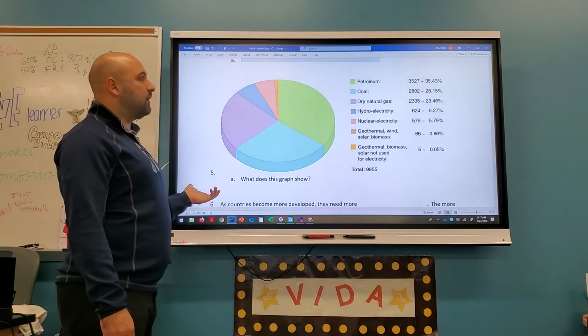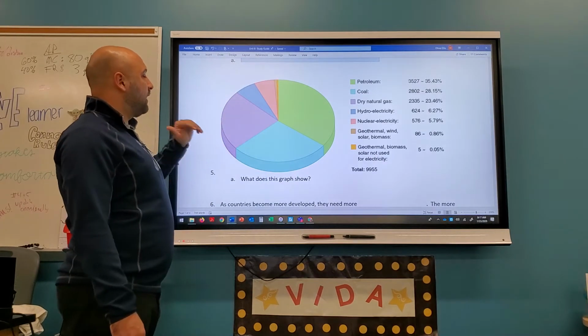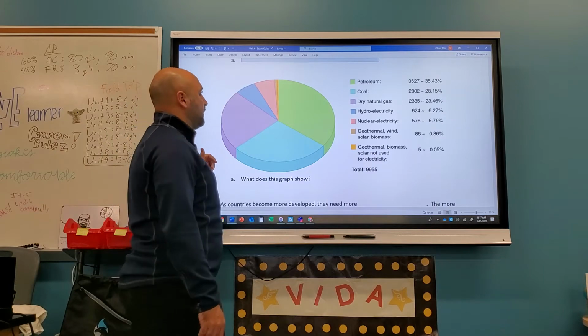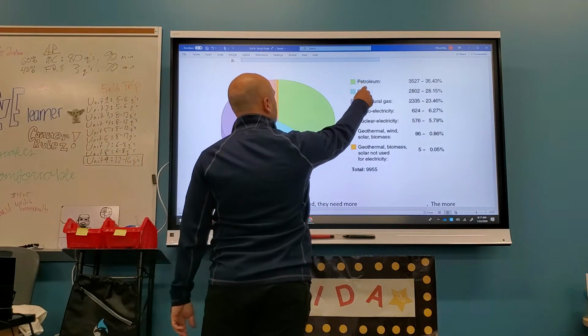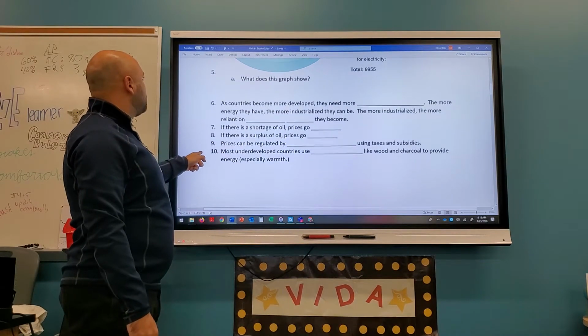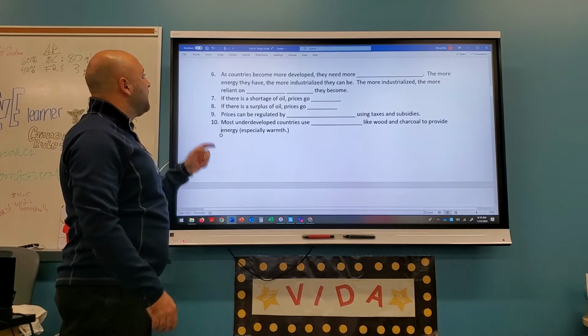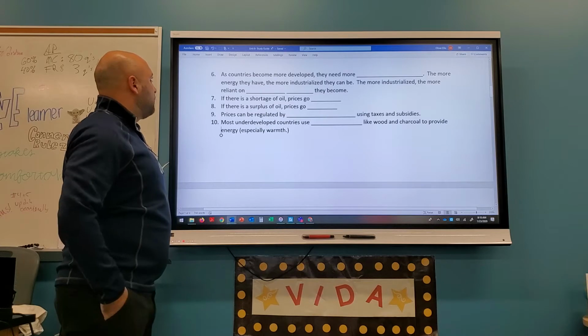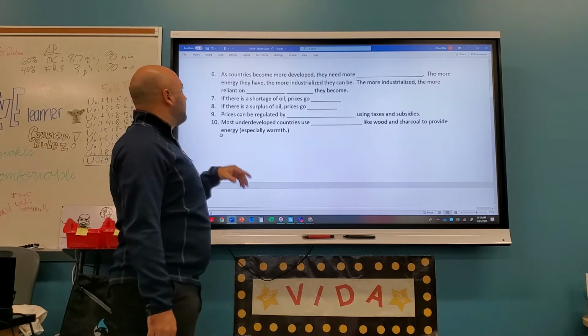In terms of what we primarily use, 80% of our energy comes from fossil fuels, of different types: gas, solid, and liquid. As countries become more developed, they need more energy. The more energy they have, the more fossil fuels they have to use.